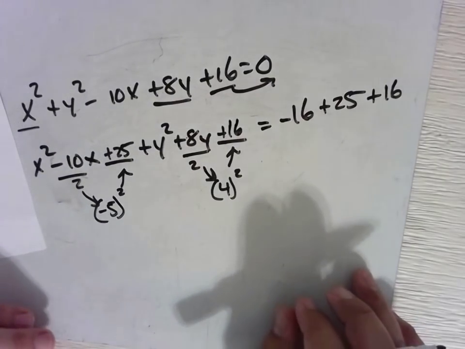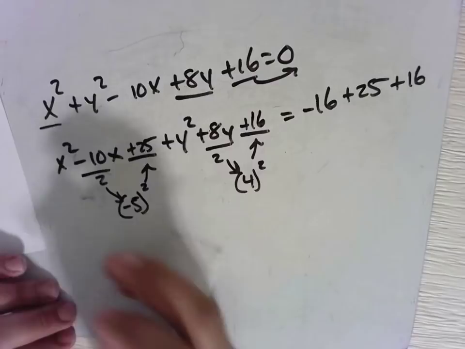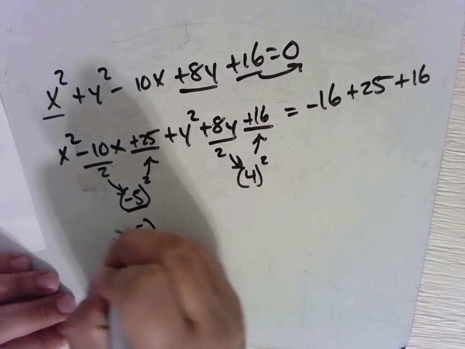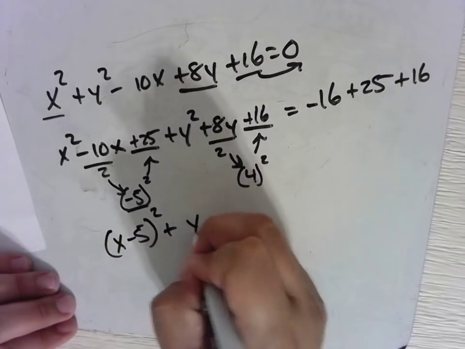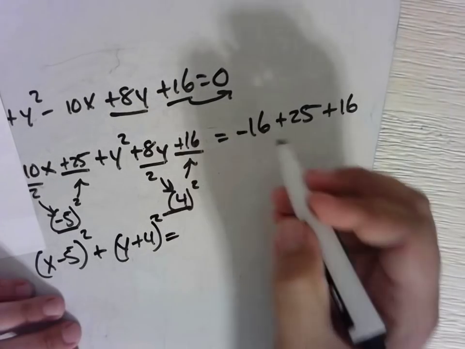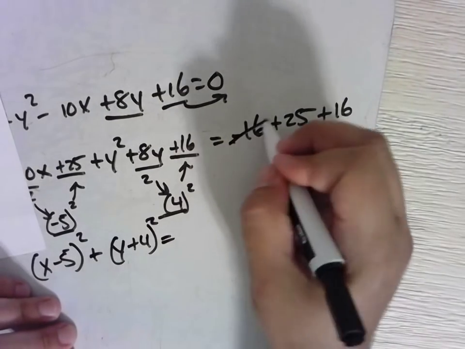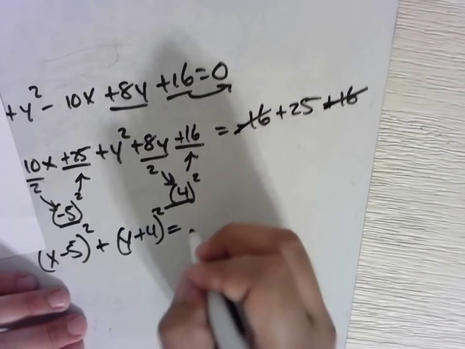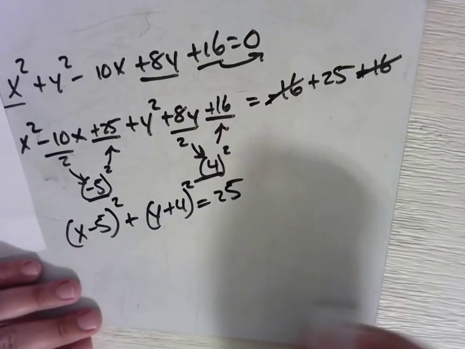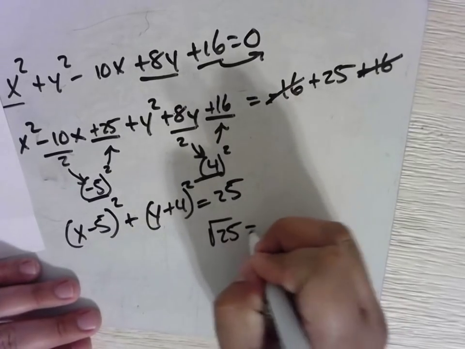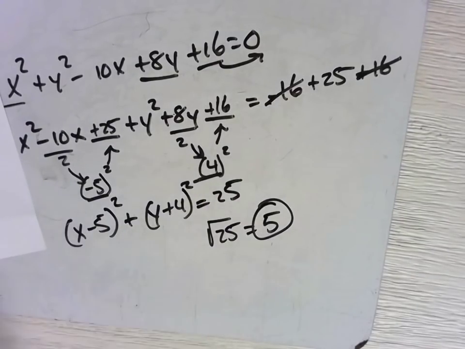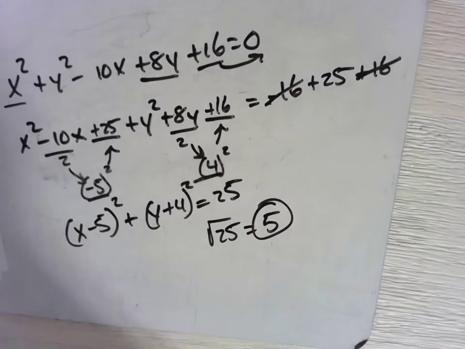Now the question says, what is the radius? I can put this in standard form now. It's x minus 5 squared plus y plus 4 squared equals, well, negative 16 plus 16, these wash each other out, that's 0, plus 25. 25 is not my radius. 25 is my radius squared. So the square root of 25 is my radius, which is 5. Don't let them trick you on these questions.